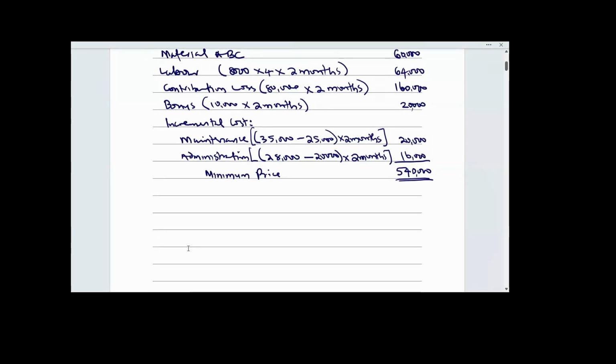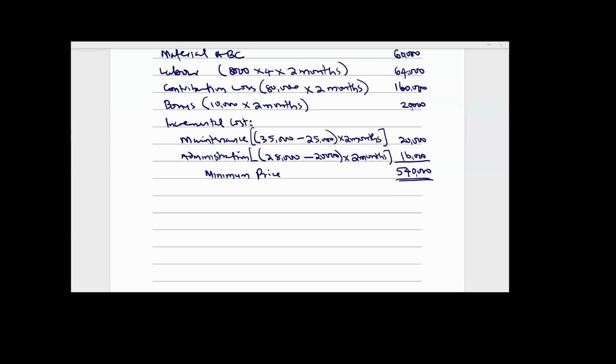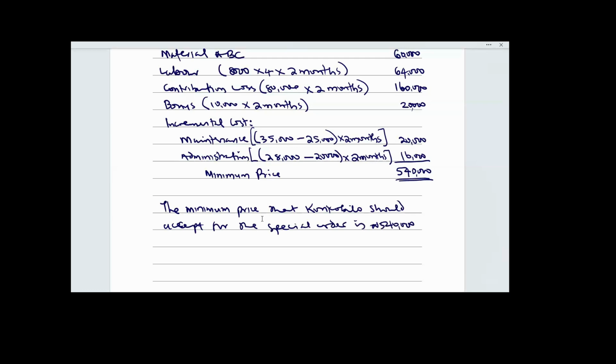I would then say, the examiner is asking you in the requirements that you should determine the minimum price to accept for the order. The minimum price that the company should accept for the special order is 540,000. Okay, that answers requirement A.